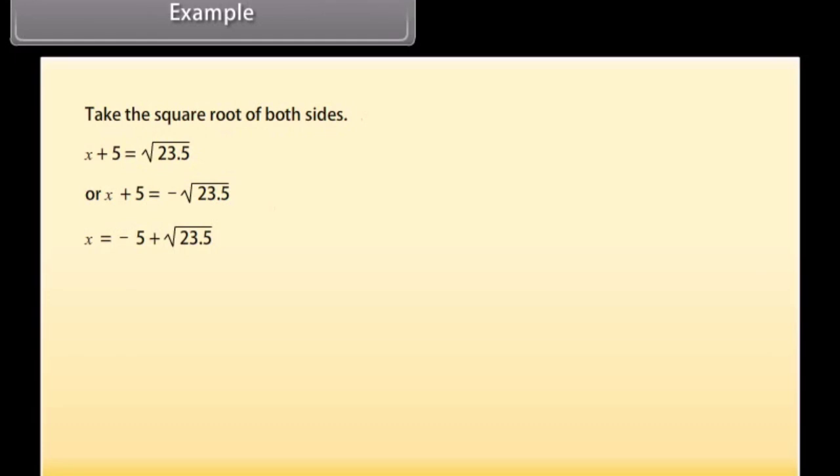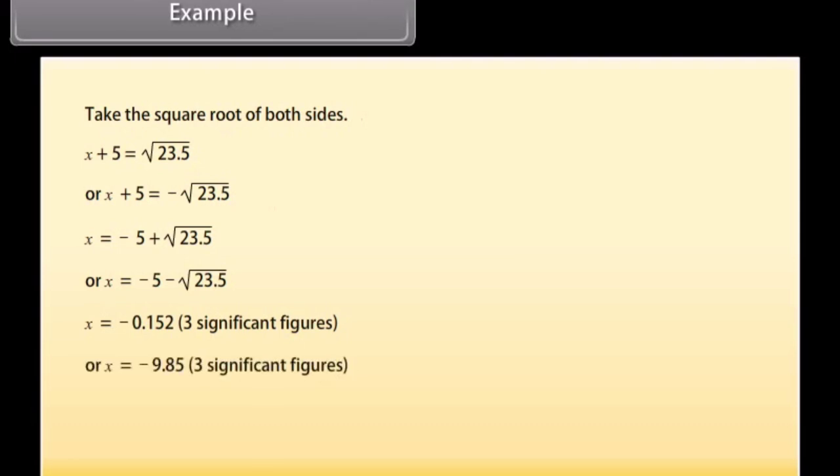x = −5 + √23.5 or x = −5 − √23.5. x = −0.152 (three significant figures) or x = −9.85 (three significant figures).